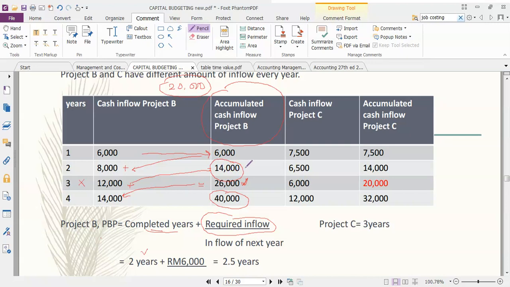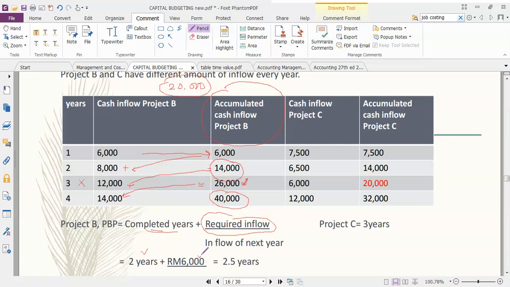Lagi berapa nak cukup? 14,000 ni nak cukupkan berapa, kelas? How much do you need in order to have enough cash outflow of 20,000? Berapa lagi nak dapatkan 20,000? Yeah, 6,000. So that's why you must understand, because later on I will give you the tutorial, and you must understand how to calculate the payback period.